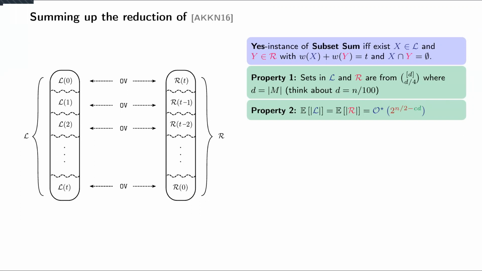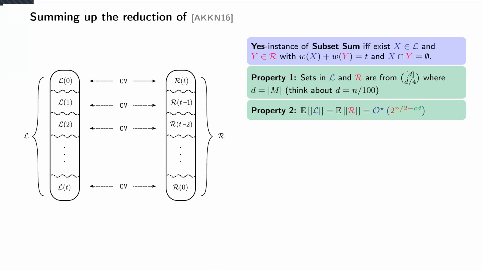And these sets calligraphic L and calligraphic R have some nice properties. First of all, recall that their support is capital M quarter, and the sizes of calligraphic L and calligraphic R are slightly smaller than 2 to the n half. So this is how the reduction of Austrian et al. looks like. No questions?